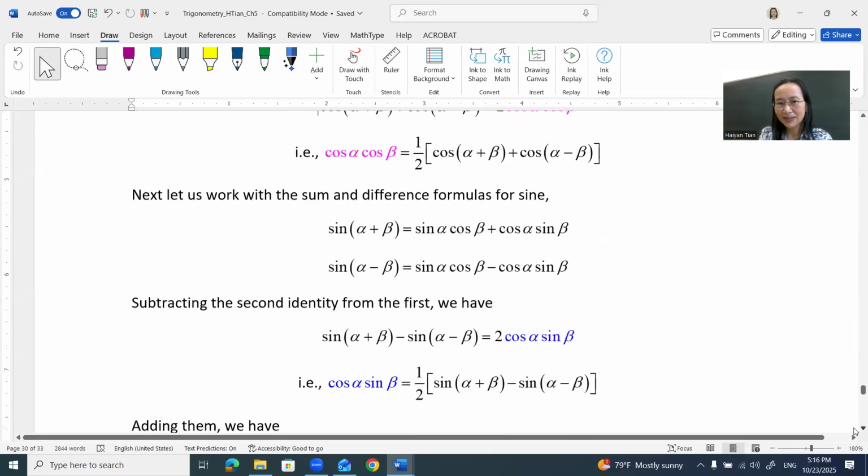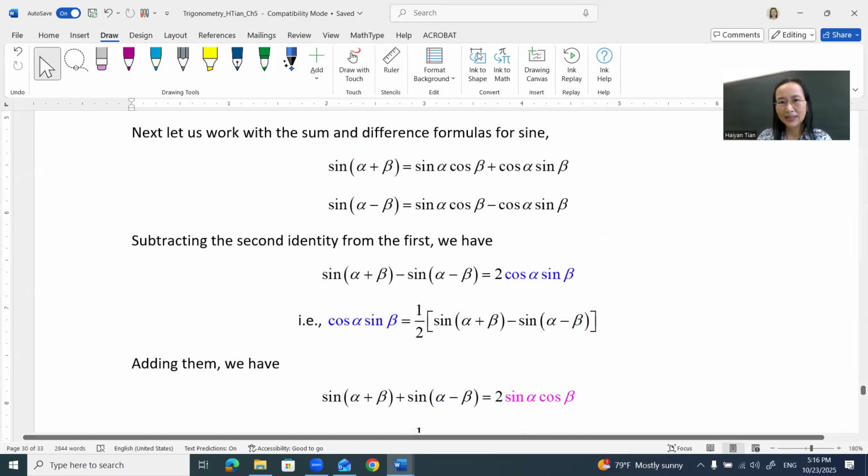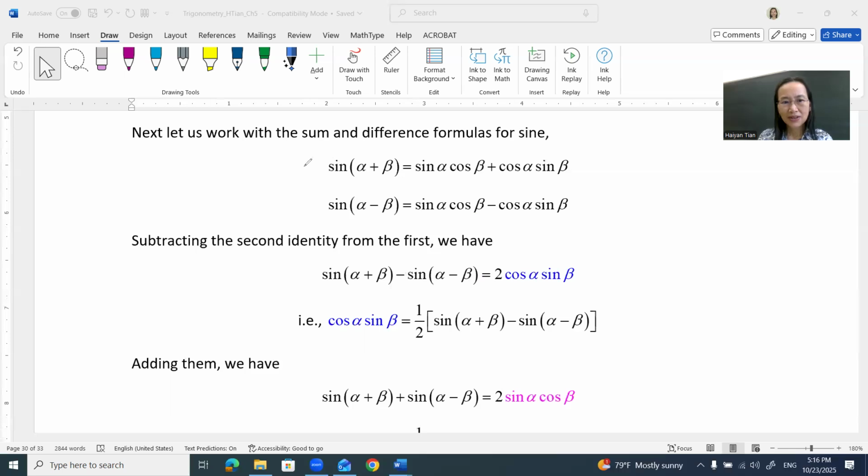Using a similar technique, we can work with the cosine function, the sine of a sum and the sine of a difference. Now let's use these two formulas, the sine of a sum and the sine of a difference. The sine of a sum, we know this formula, right? The sine of a difference of alpha and beta will be this formula.